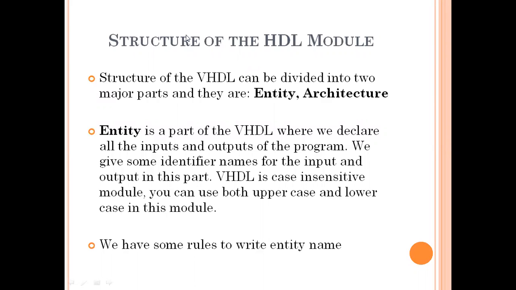And now we will come to the major topic, that is the structure of the hardware description model. From the structure point of view, first we know about the entity and architecture. Whenever we have to write the code, the entity and architecture are very important. VHDL can be divided into two major parts: entity and architecture. This is the most important when you have to write the code for any particular digital circuit.